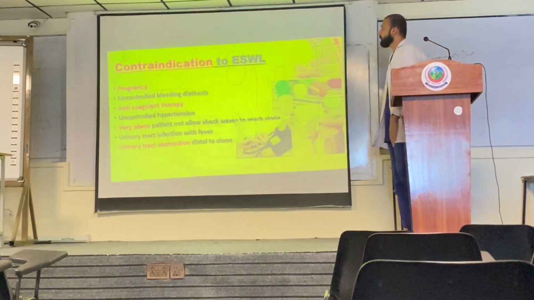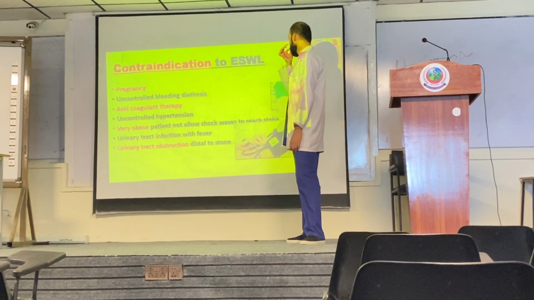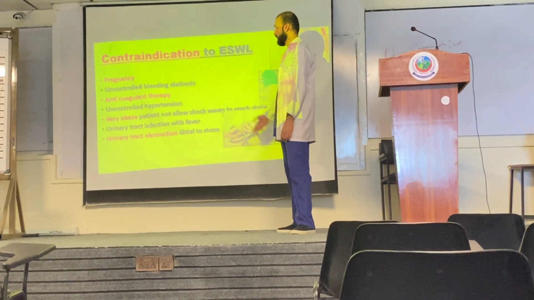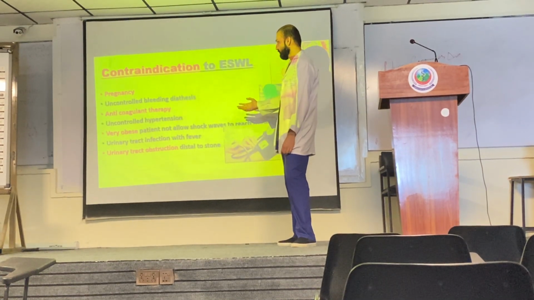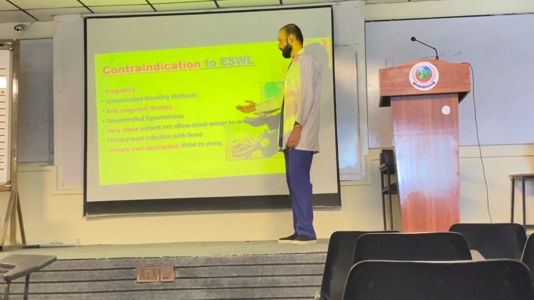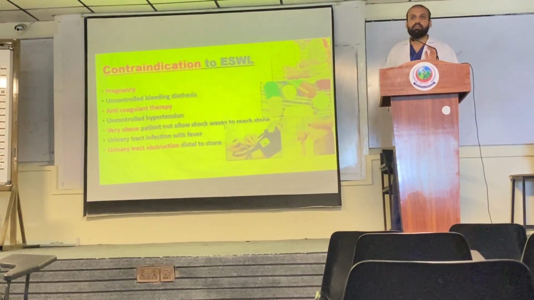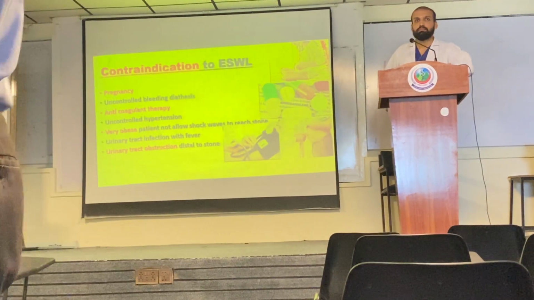Next, there are some contraindications for extracorporeal shock wave lithotripsy. For example, a pregnant lady, uncontrolled bleeding diathesis, anticoagulation therapy, uncontrolled hypertension, diabetes patient, urinary tract infection or urinary tract obstruction. So, can anyone tell what is bleeding diathesis? What is bleeding diathesis?